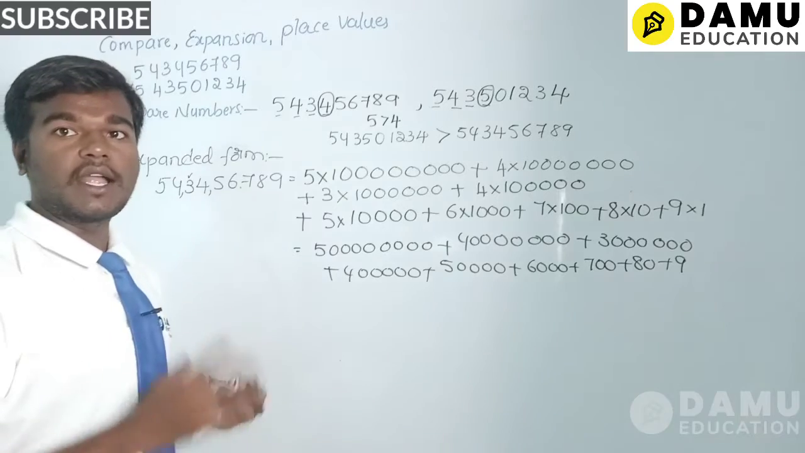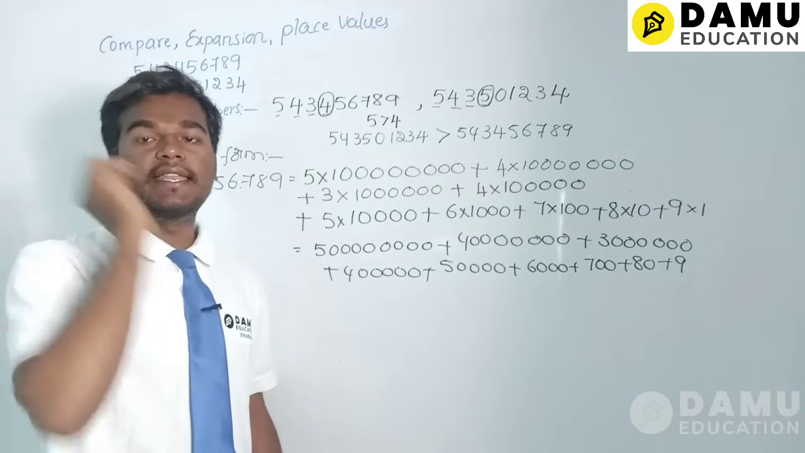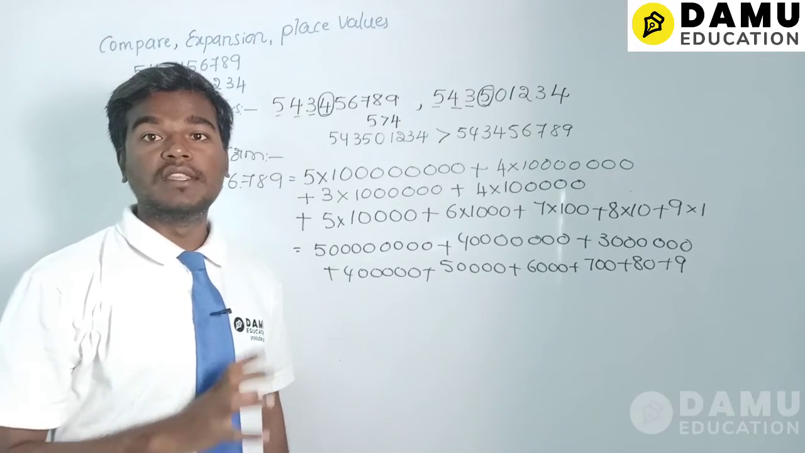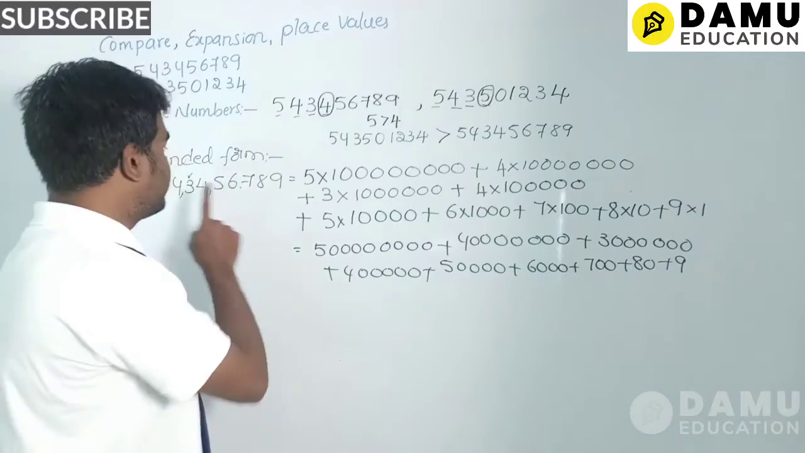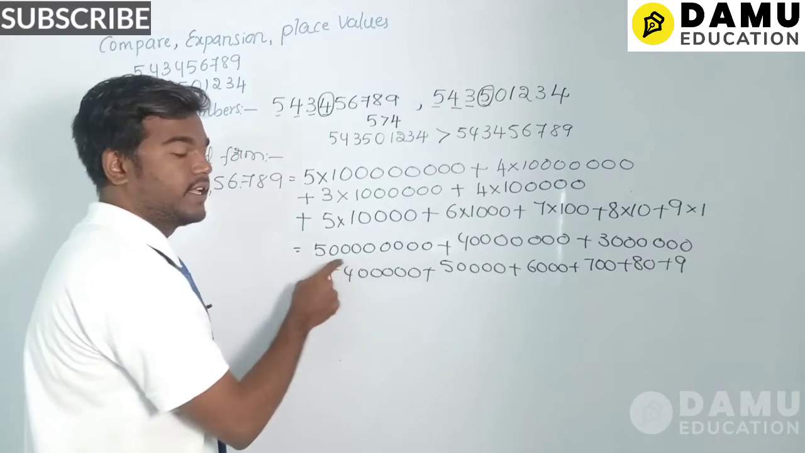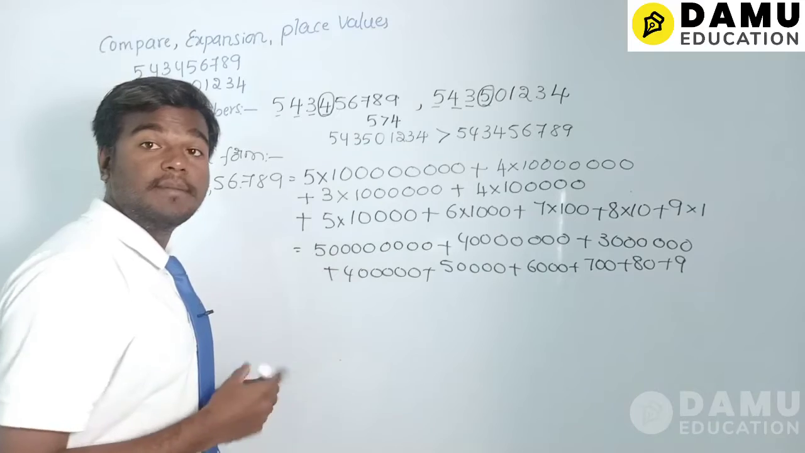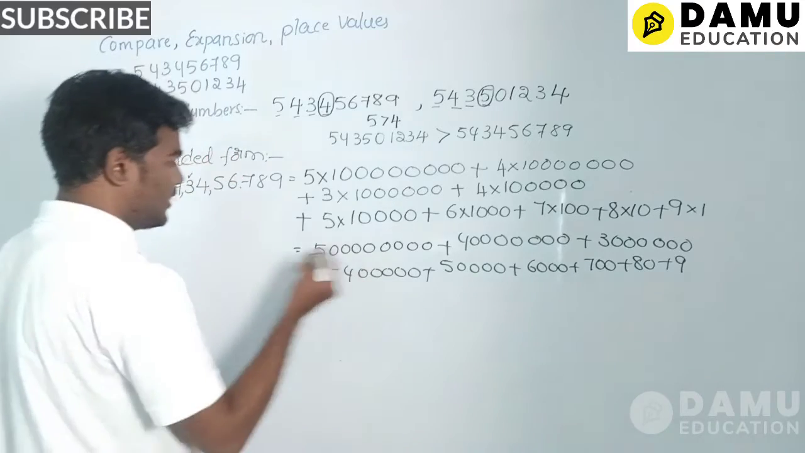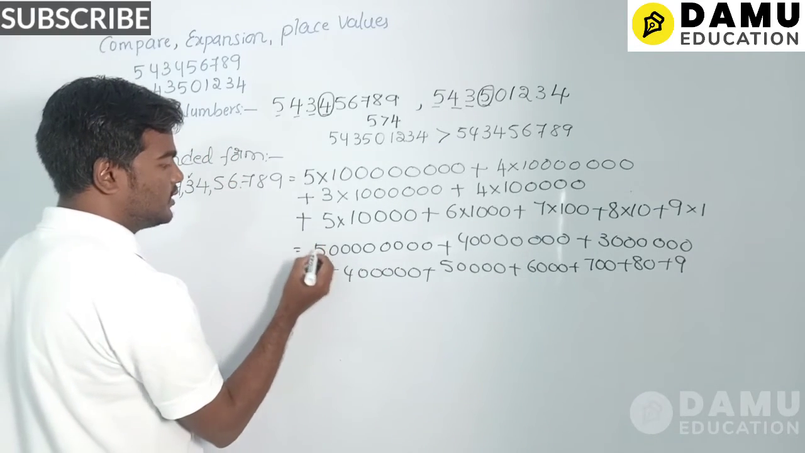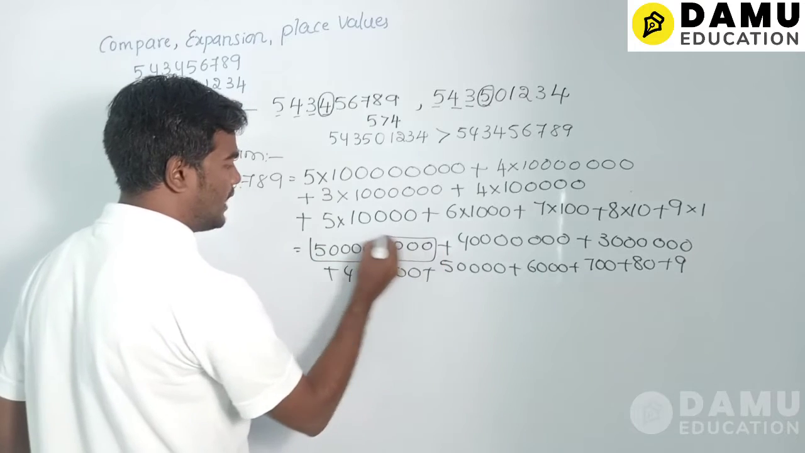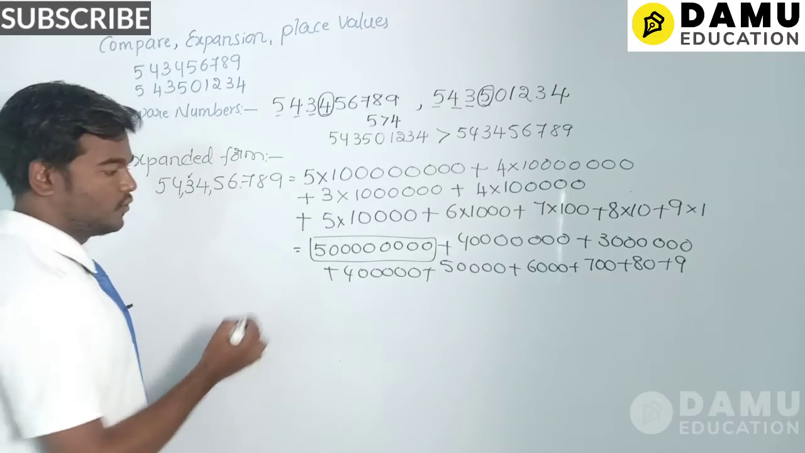So if you observe carefully, its place values you can explain here. What is the place value? The place value of 5 will be 50 crores. Then place values you can take directly, I will write it. This is the place value of 5 from the left side. These are the place values.